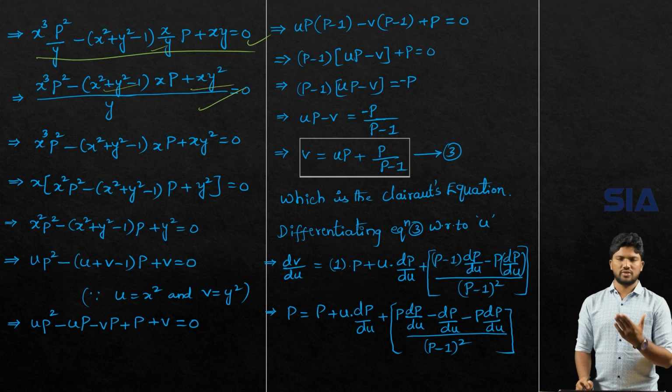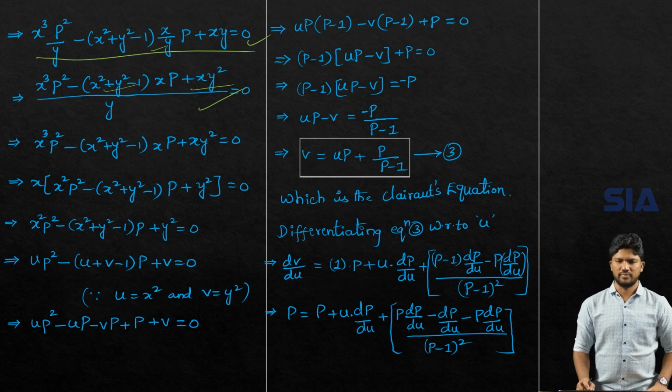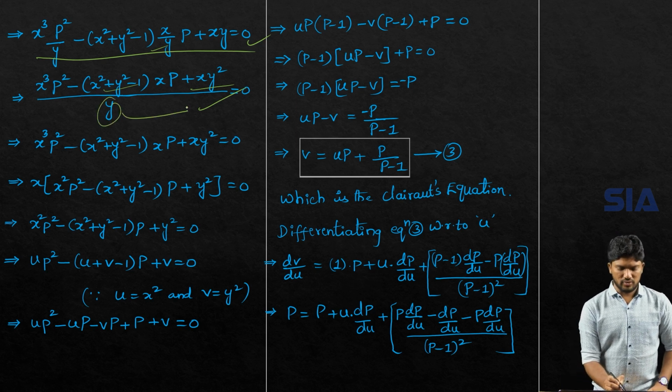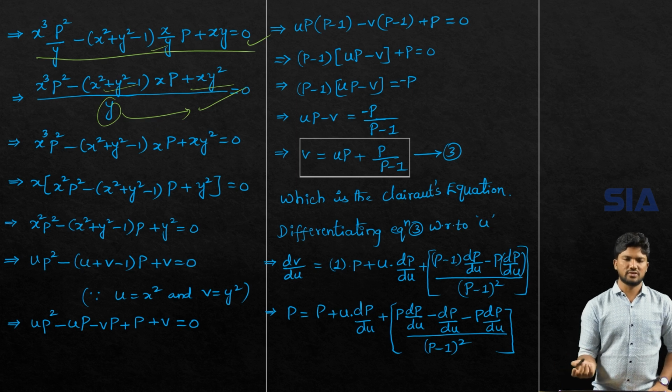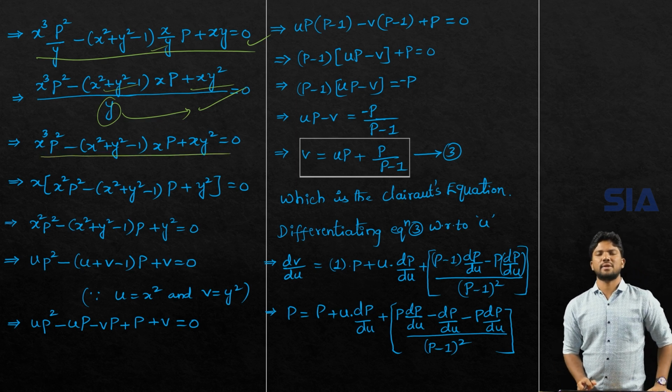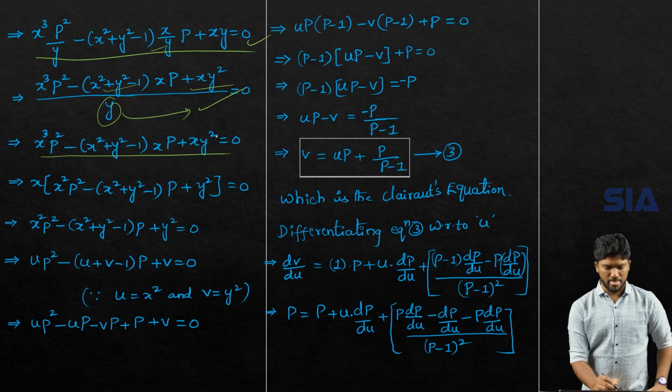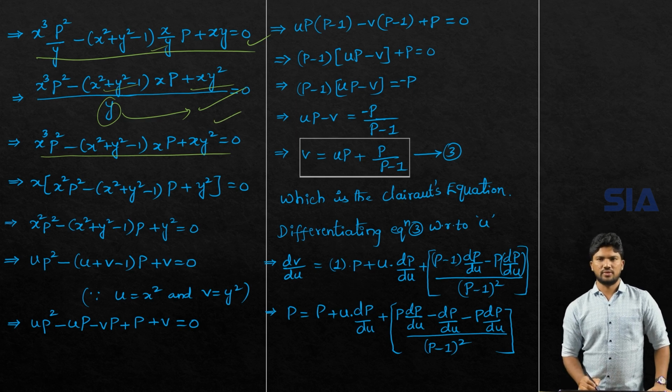You know very well how to take that LCM process. You have to multiply each fraction with that LCM value. So send this y value to RHS, then that value equal to 0. Then LHS is equal to x cube p square minus x square plus y square minus 1 into x into p plus xy square equal to 0.